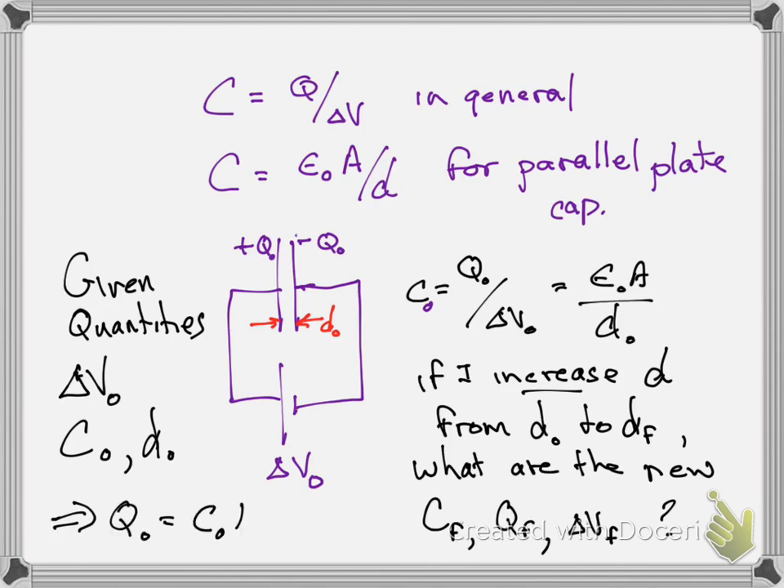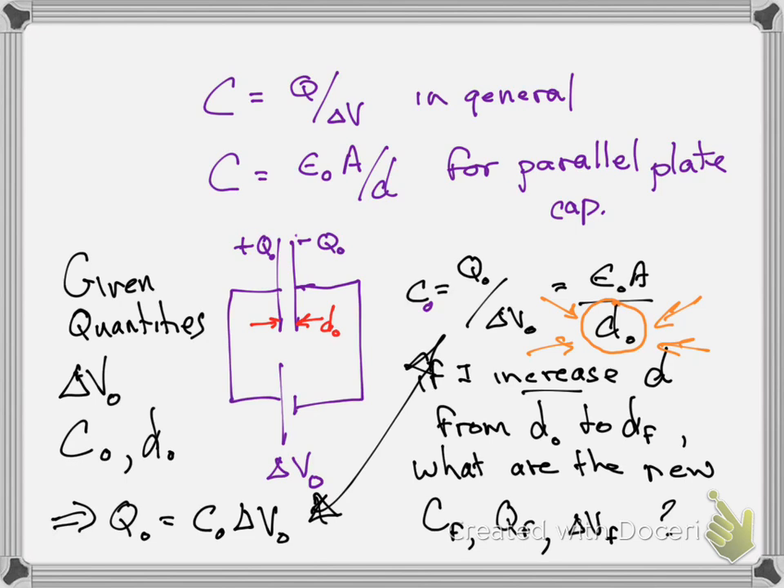Q0 is C0 delta V0. That comes from, hopefully, obviously, from that equation. Okay, so now I want to know what are the new capacitance, charge on plates, and delta V. Well, what changes? D changes, right? So I've just circled it here in the equation. D0 changes. Epsilon 0 and A don't change. So there's a new capacitance.